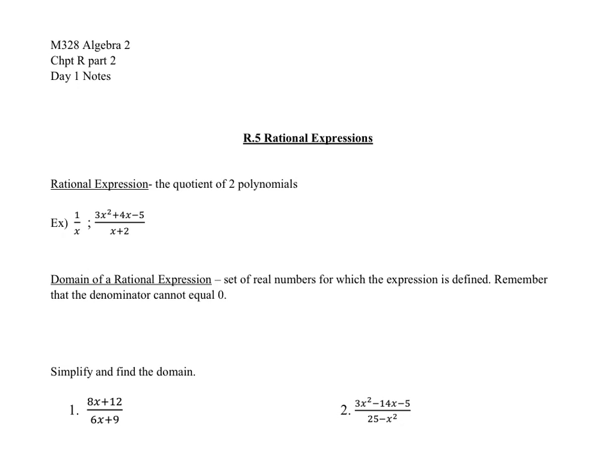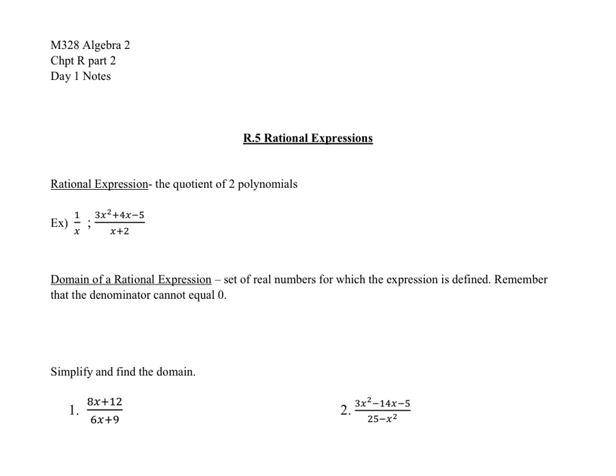Okay, so we are starting Chapter R, Part 2, and Day 1 is over rational expressions. You've hopefully dealt with these before, but it's just the quotient of two polynomials. So an example would be something like 1 over x, or (3x squared plus 4x minus 5) all over (x plus 2).